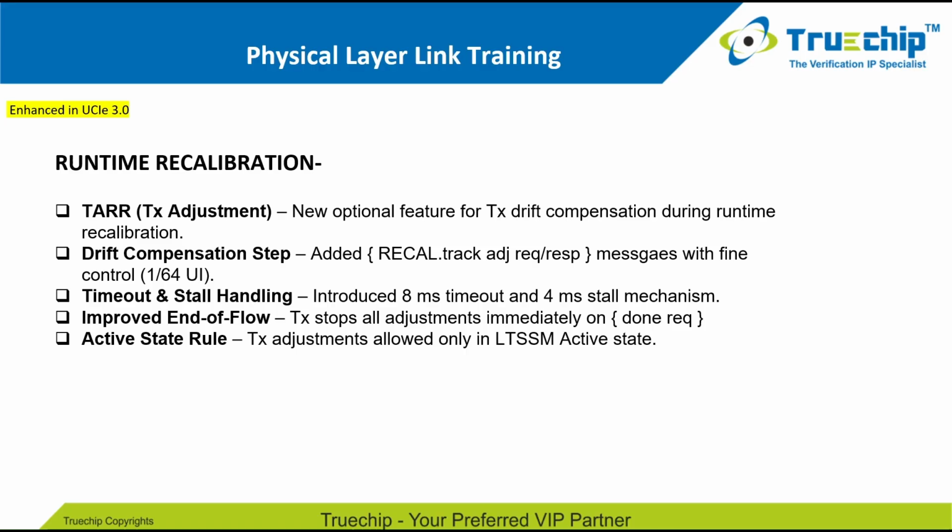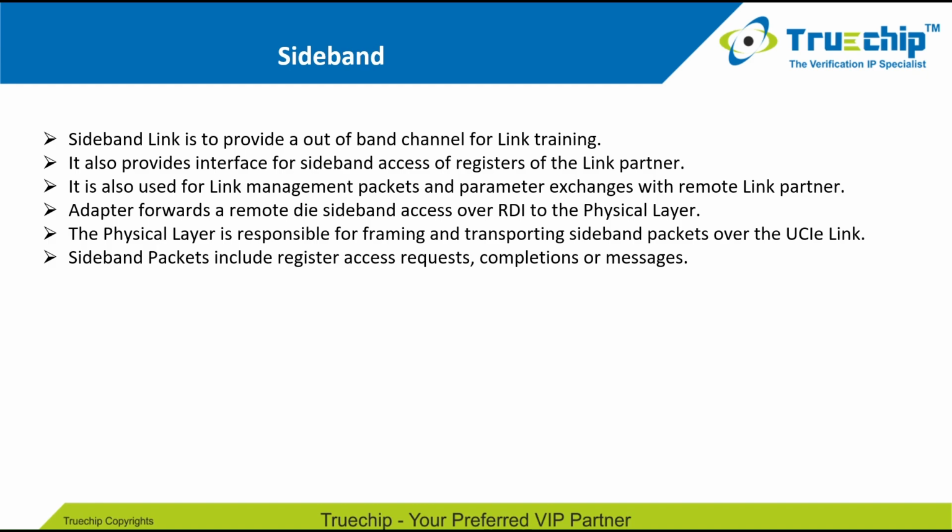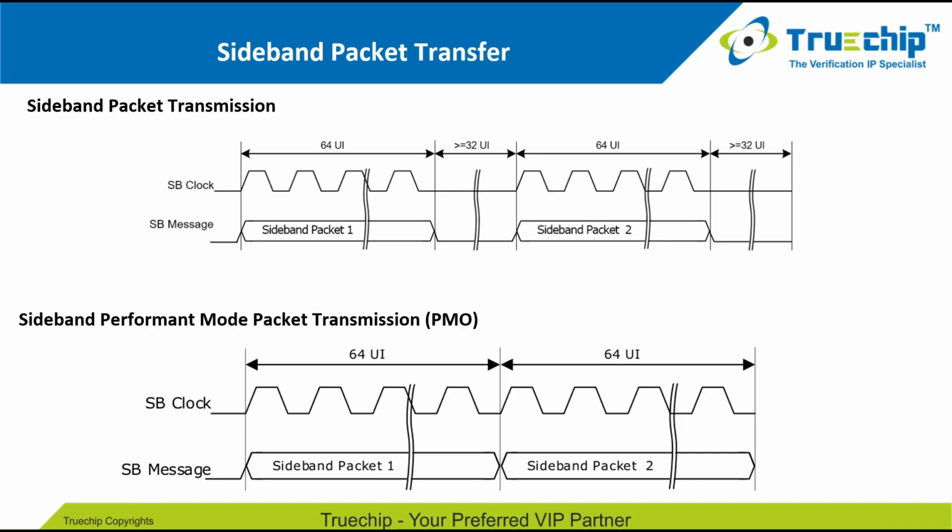So here we have mentioned the sideband, but let's be specific. It is a critical out-of-band channel used for training, register access, and link management packets. But the key UCIe 3.0 enhancement is in this slide. The top diagram shows the original sideband packet transmission, which has a required idle gap of at least 32 UI between packets. You can see here.